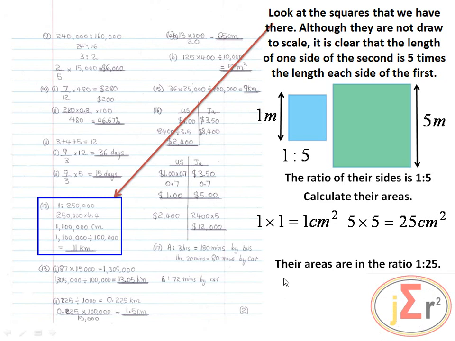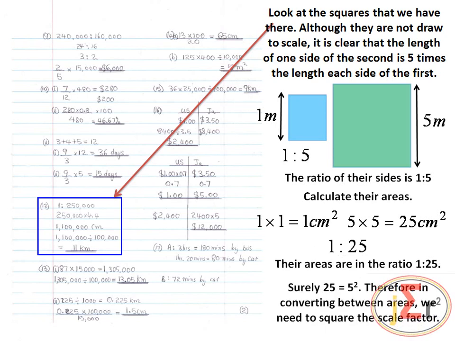What is the area of this one? The area of this one is 1 centimeter squared, and the area of this one is 25 centimeters squared. So we have 1 to 25. So their areas are in the ratio 1 to 25. Surely 25 is equal to 5 squared. Therefore, in converting between areas, we need to square the scale factor.